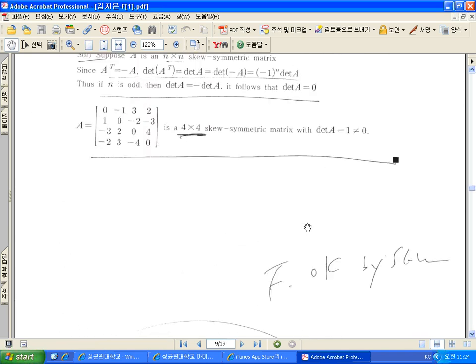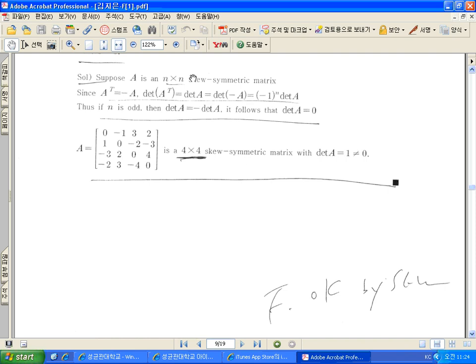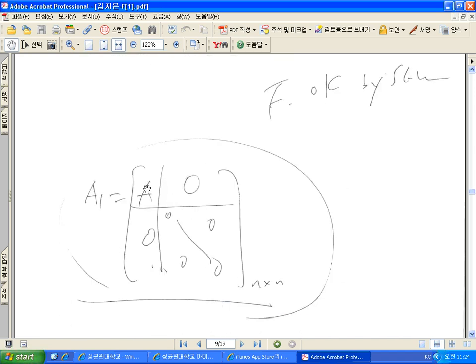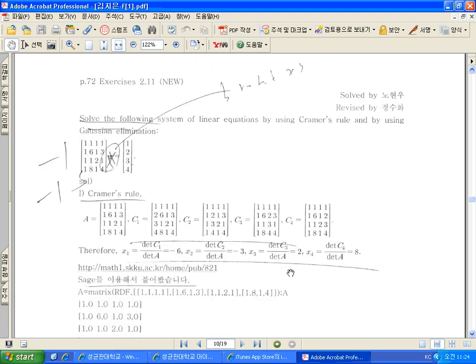Okay. And for such problems, if you are asked to find the m by n skew symmetric matrix with the determinant not 0, then you can easily expand the matrix that you have to the m by n general matrix in this way.